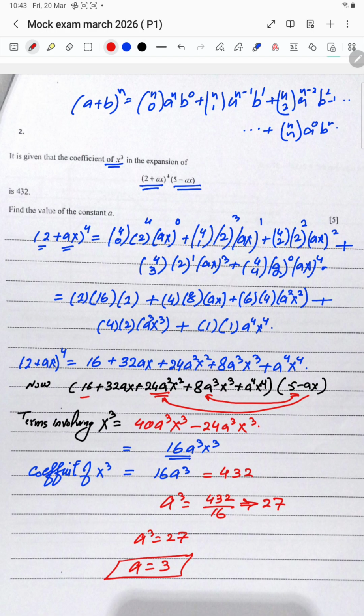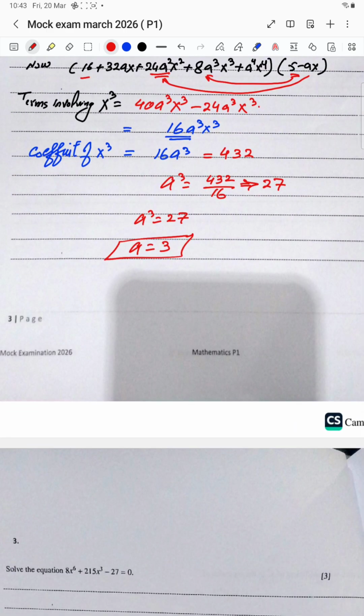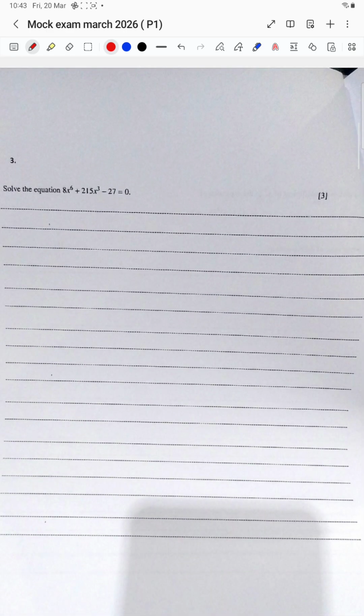That is the answer. 5 marks. Just focus on the questions and solution, and you will get the right answer. Okay. Proceeding to the next question. One more question taken from the topic quadratic. It's very easy as well.